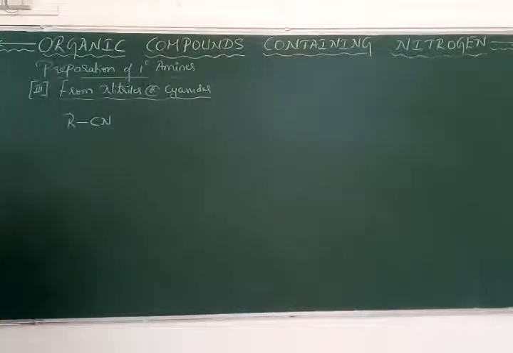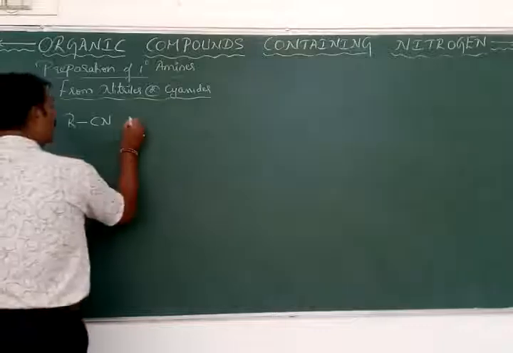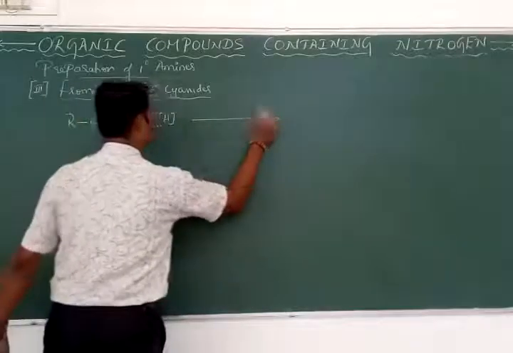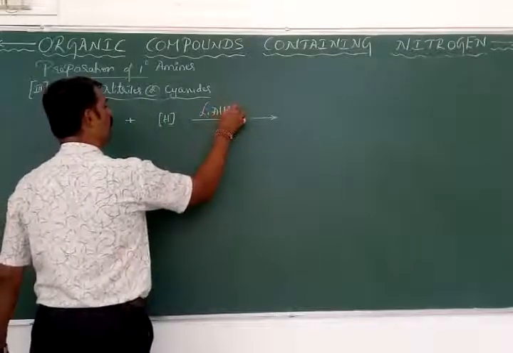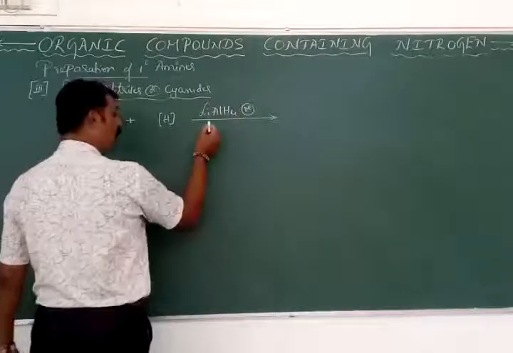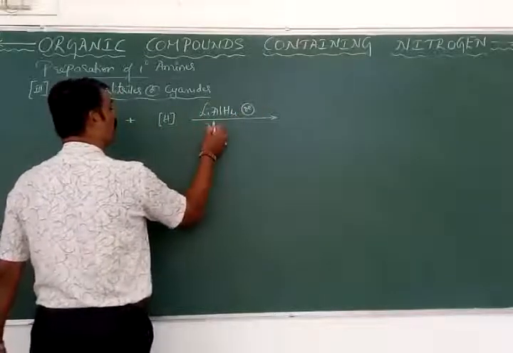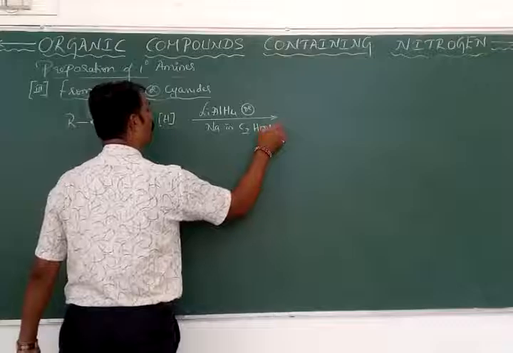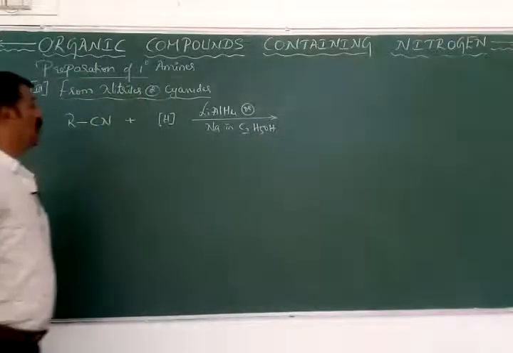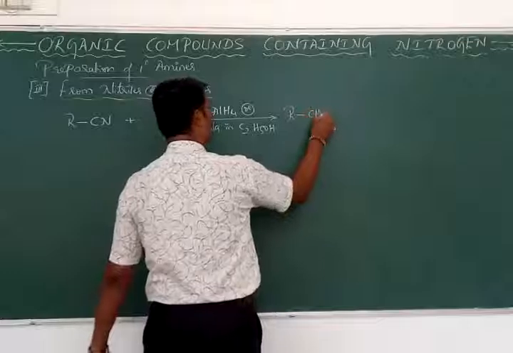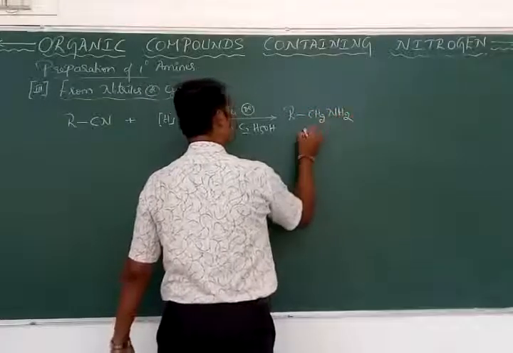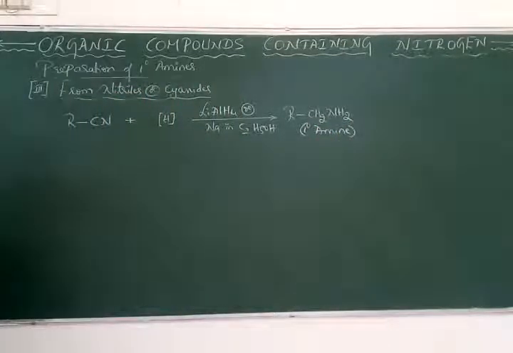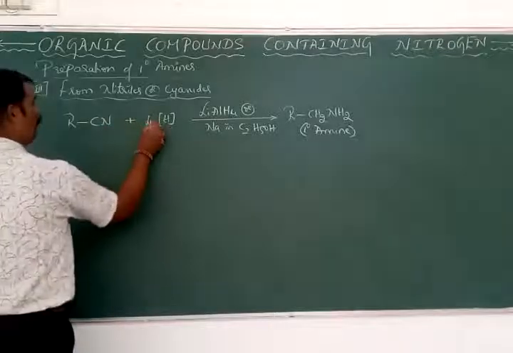Maybe alkyl, or it may be the aryl. This is made to react with nascent hydrogen. How is that nascent hydrogen present? By treating with either lithium aluminum hydride or sodium in ethanol. Sodium in ethanol. Where we are getting RCN converted to RCH2NH2. This is called what amine? Primary amines. So to balance that, we are having the 4 nascent hydrogen.